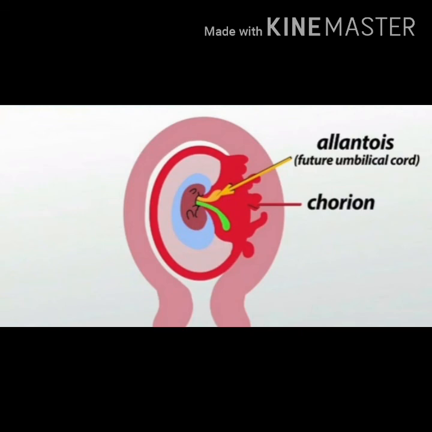In the last, we will talk about the allantois. On about the 16th day, a narrow tubular diverticulum grows out from the posterior wall of the yolk sac and extends into the extraembryonic mesoderm of the connecting stalk. Guys, this blind diverticulum is called the allantois. This is also called the allantoenteric diverticulum.